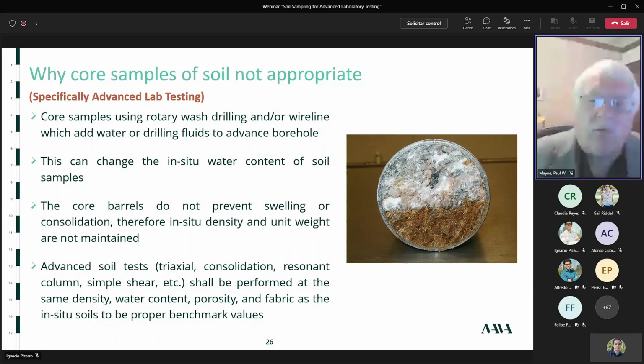So we want to maintain the in situ density and the in situ unit weight. For advanced soil tests such as triaxial, consolidation, resonant column, and simple shear, you want to run those at the same in-place density, water content, porosity, the same fabric. We don't want to change that. We're trying to investigate and determine the properties in situ. Next.